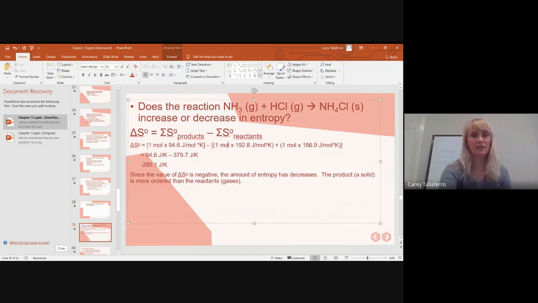And then I'm going to subtract. Now notice I've got a smaller number, 94.6, and I'm going to subtract from that a bigger number, 379.7. So it's a smaller number minus a larger number, so my overall entropy is going to be a negative value. What that tells me is that the amount of entropy has decreased.